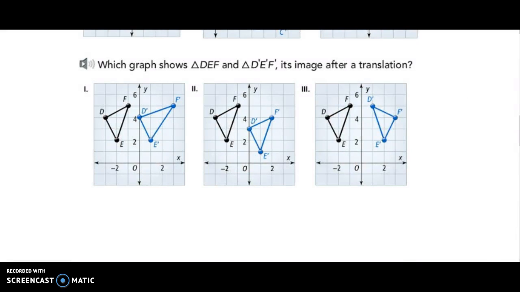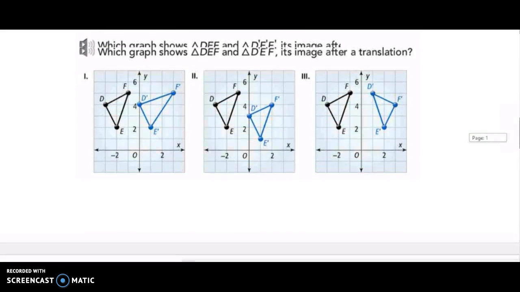You can go ahead and try that one on your own. Take a quick look. Okay, so it's only the second one that's going to show you a translation.